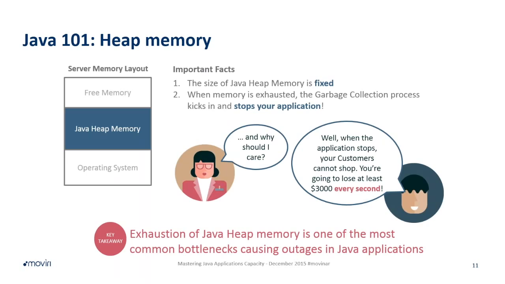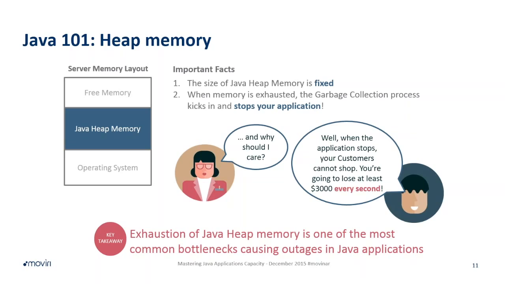So why does Java memory management affect our capacity prediction? Why do we have to bother about it? There are two main important facts about Java memory management that you need to be aware of. All the Java memory required for your application to run gets allocated into a fixed memory region called the Java Heap. The size of the Java Heap region in memory is fixed.